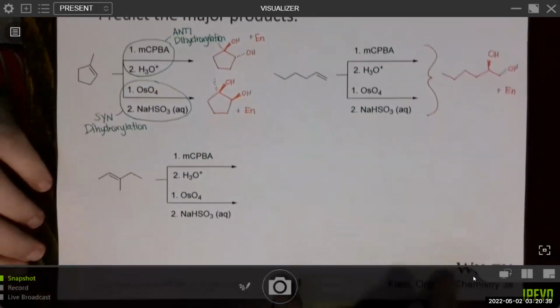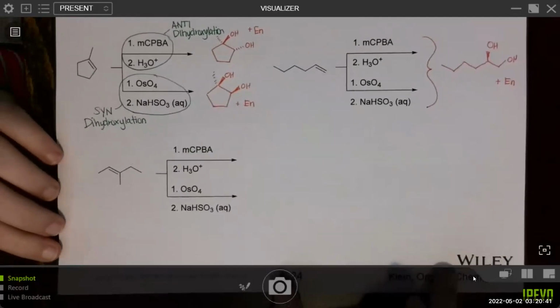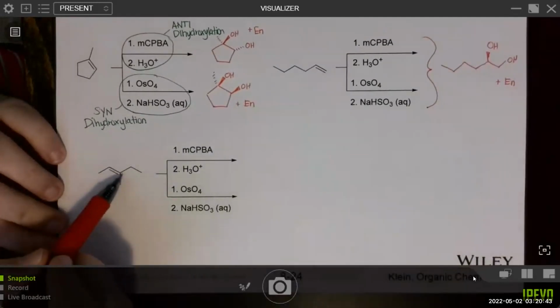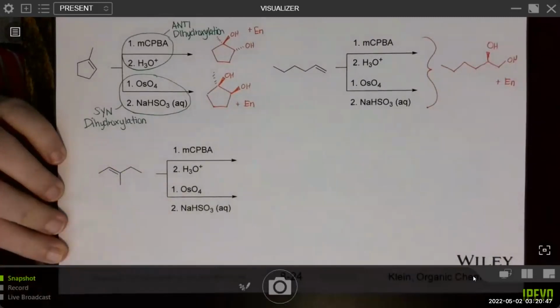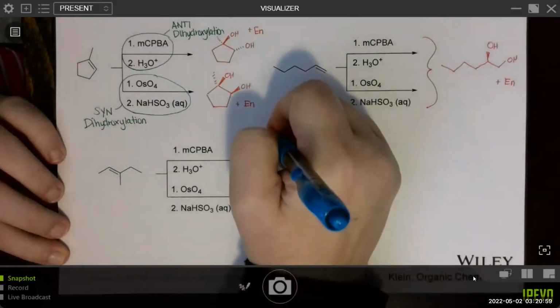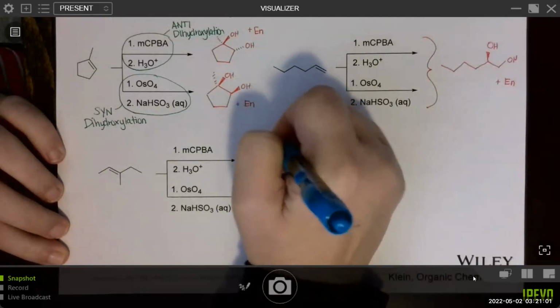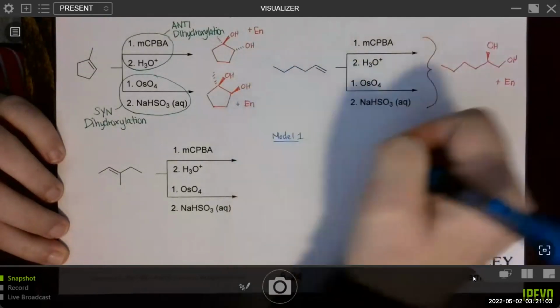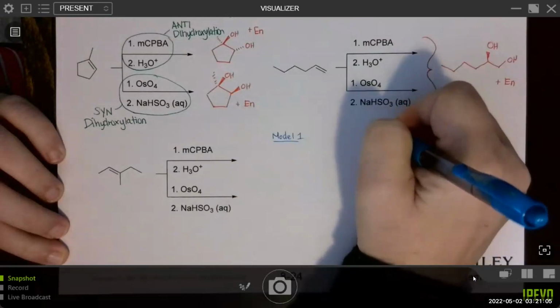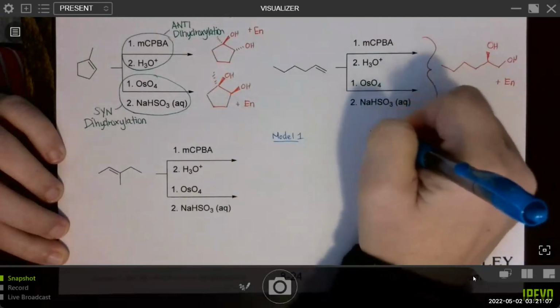All right, down here, we are going to form two chiral centers. So both of these will become chiral when the two hydroxyl groups get added. That's when we want to make sure to draw the correct relative stereochemistry. And we can do it through either model, model 1 or model 2. So we'll do both. How do we do it with model 1? How do we draw the product with model 2?